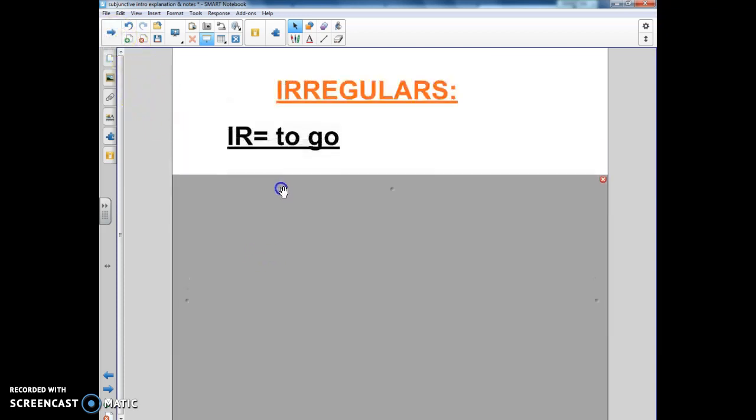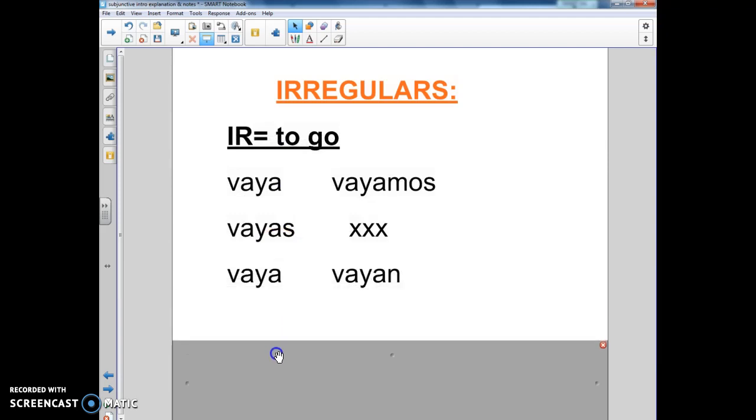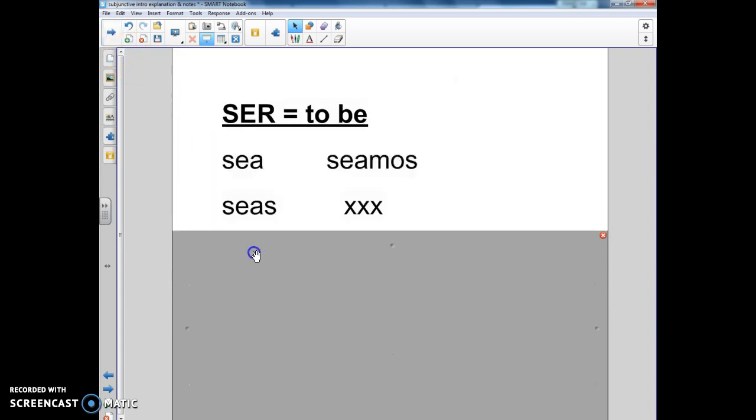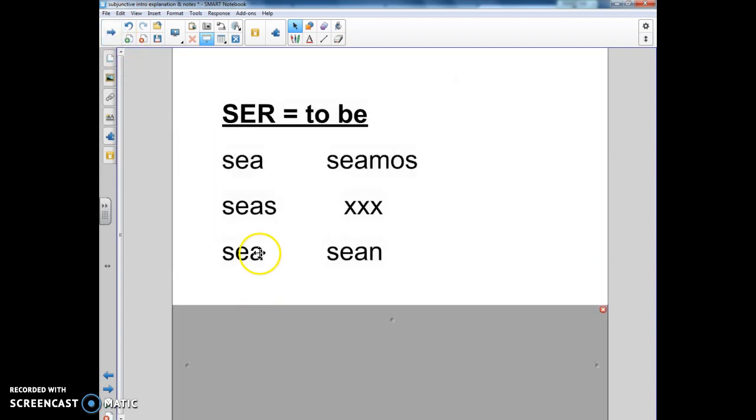There are also, of course, some irregulars to be worried about. So here's our first irregular, and there are not too many. Ir, to go, is vaya, vayas, vaya, vayamos, and vayan. And that's the whole conjugation. Those are not just endings, that's the whole thing. No accents on that. Ser, to be, looks like this. It looks like see, sees, see, seemos, sean. But it's pronounced sea, seas, sea, seamos, and sean.